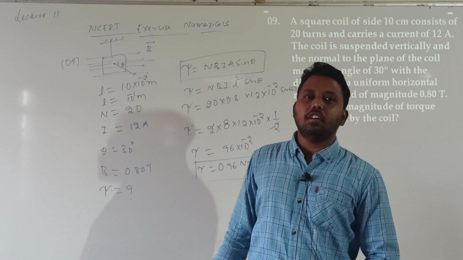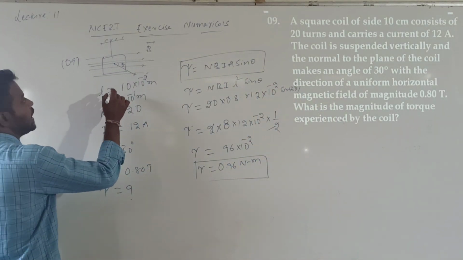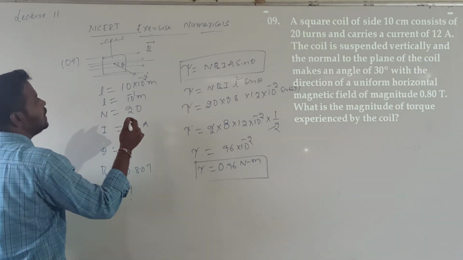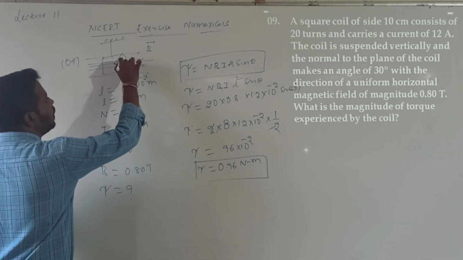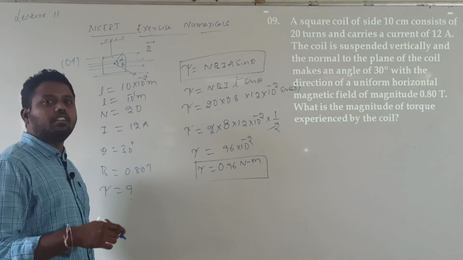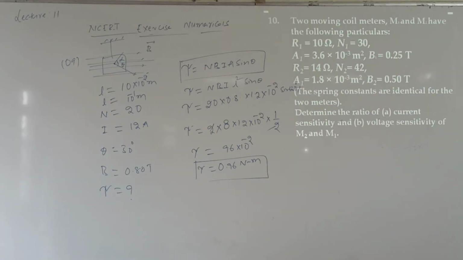Normal to the plane of the coil is making an angle, you will get sin theta. If the plane of the coil is making an angle, then we will get a relation for the plane of the coil. So it is making an angle alpha; the relation between theta and alpha is theta plus alpha is equal to 90. Then we can write. So this is question number 9.